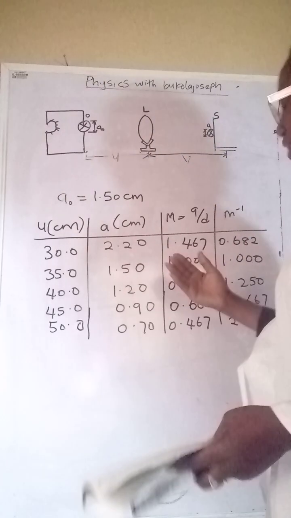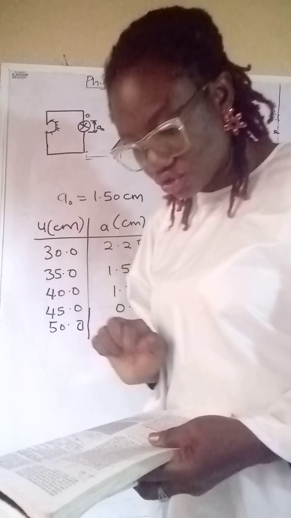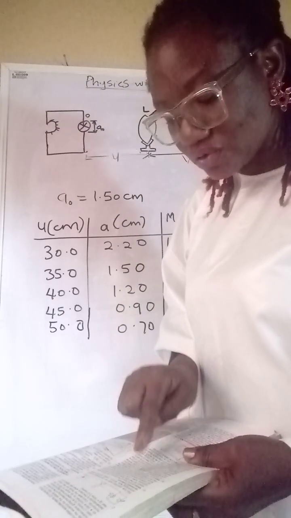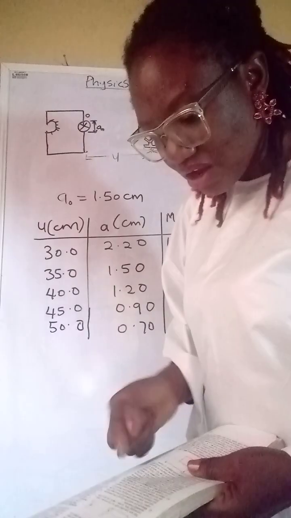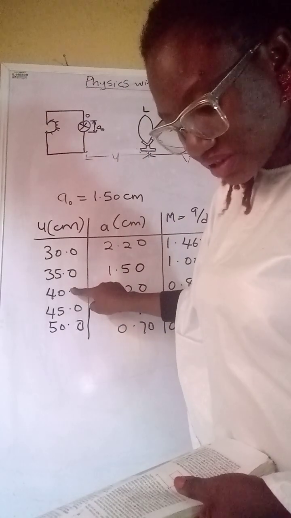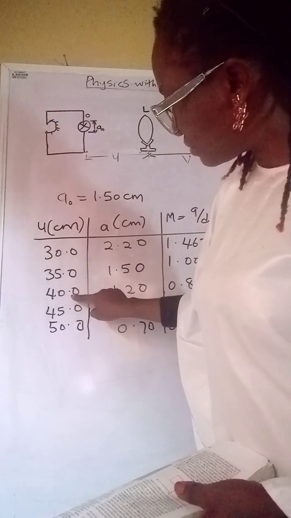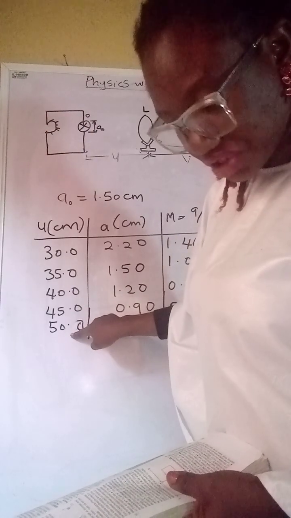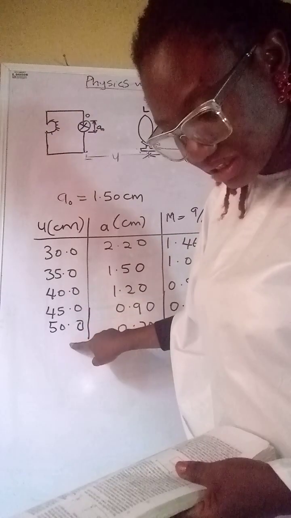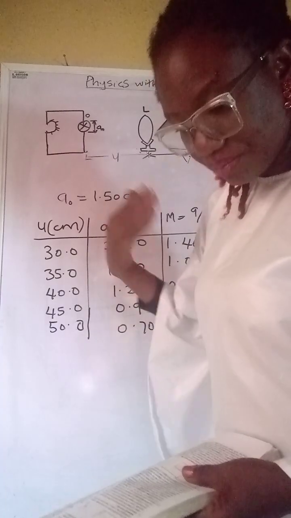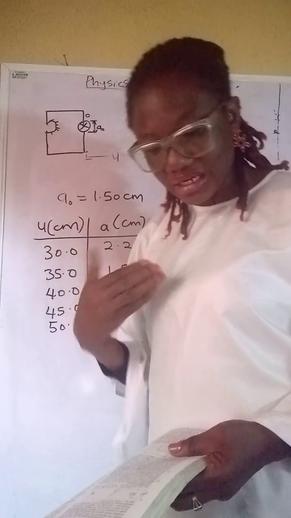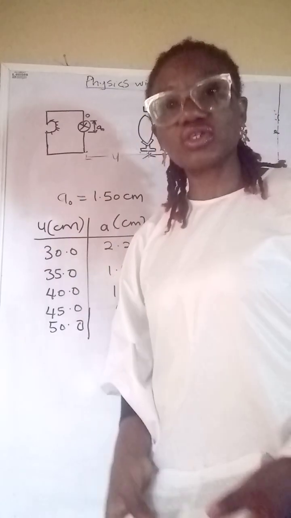Then you repeat. Let me read the instruction. Let me go by the instruction. Repeat the procedure for four other values of u equal to 35 centimeter, 40 centimeter, 45 and 50 centimeter respectively. Tabulate your readings. Plot a graph of m inverse on the vertical axis and u on the horizontal axis.